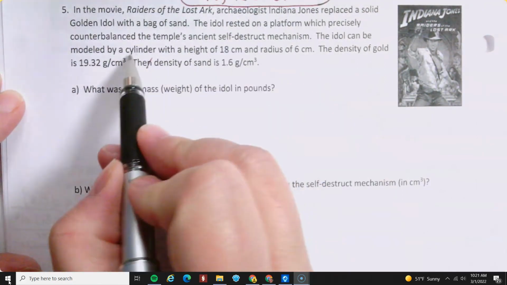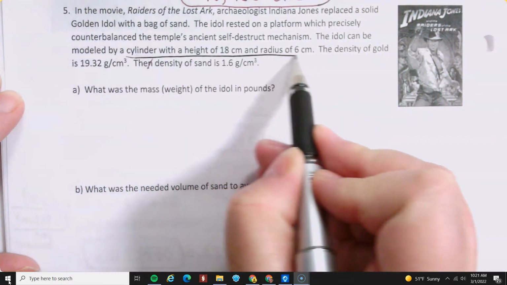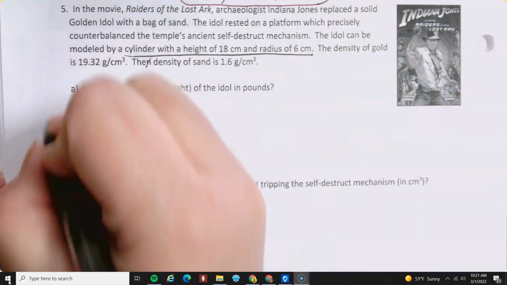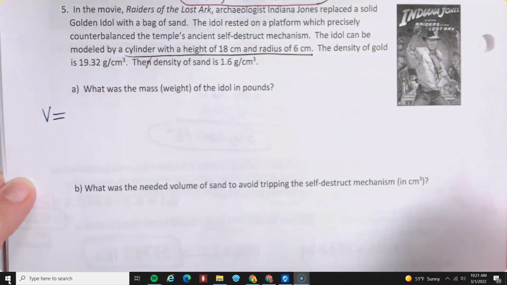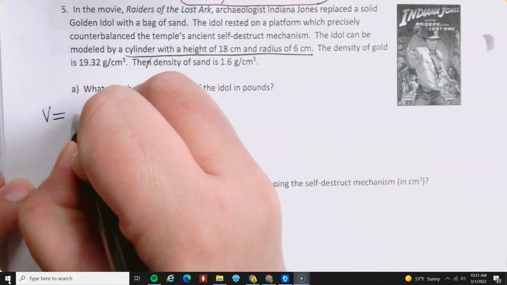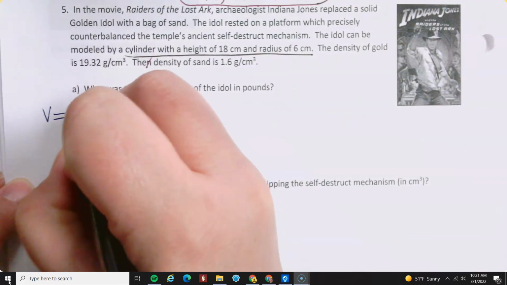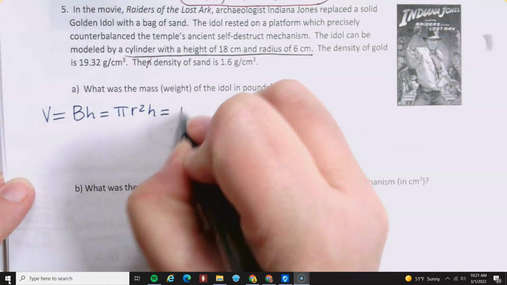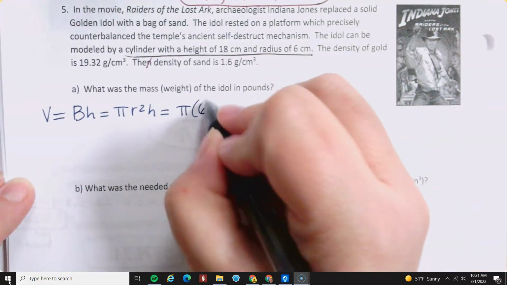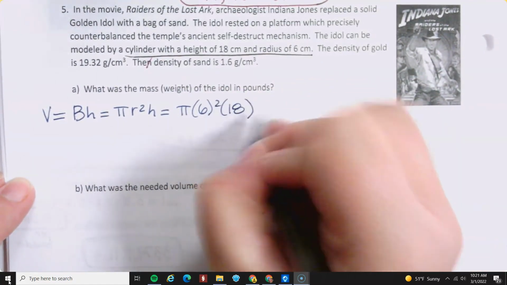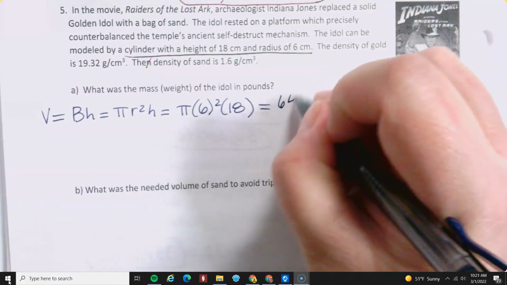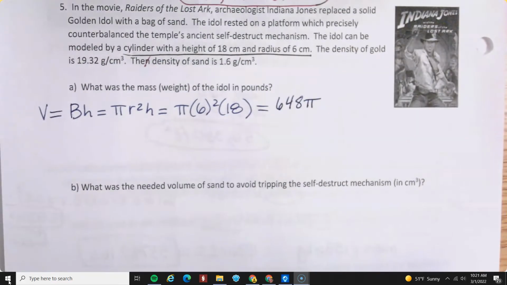Okay, so it could be modeled as a cylinder. It wasn't really one, with a height of 18 and a radius of 6. So the volume of a cylinder is, let's see, area of the base times the height, is pi r squared times the height. So pi times radius squared times height. Okay, so that gives us 648 pi. I'm going to leave it in terms of pi for a second.